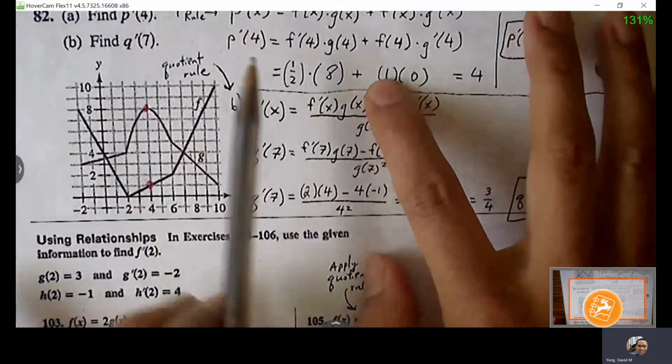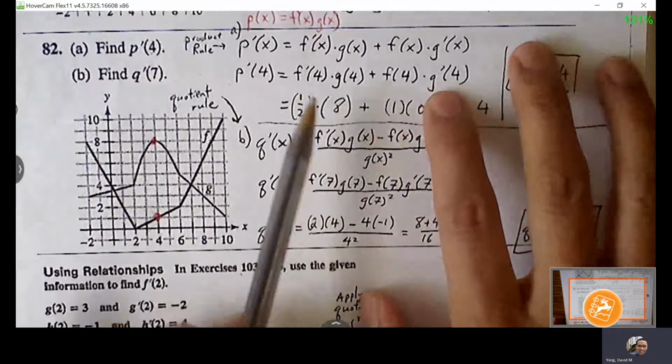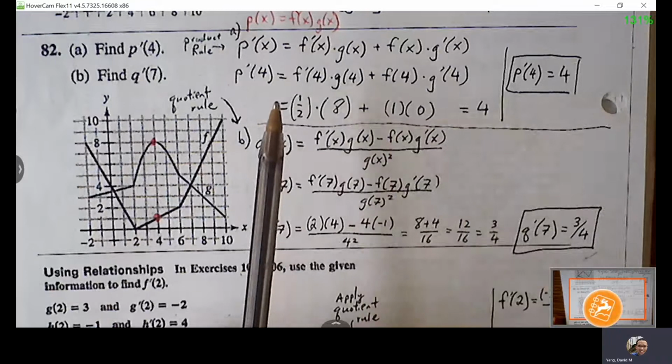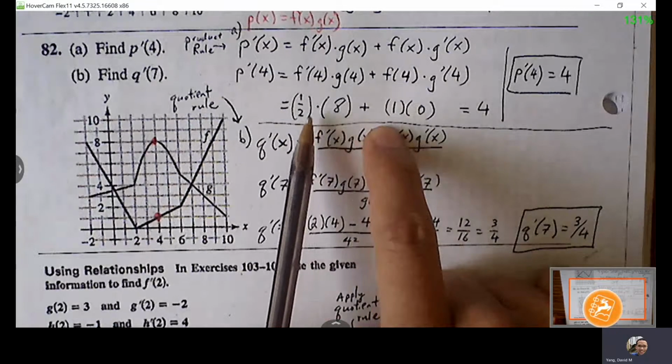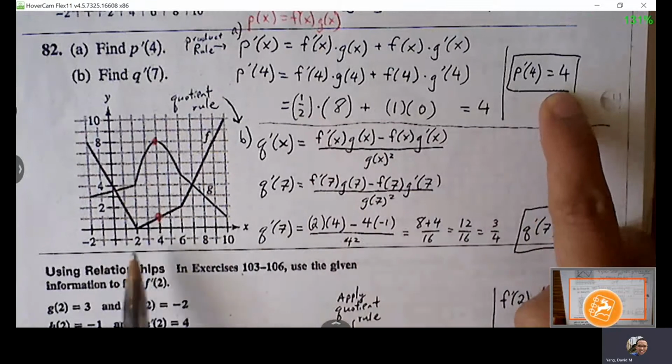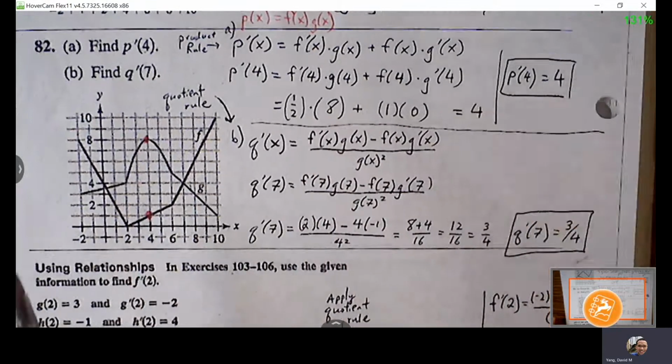So once we've replaced all of our function notation with a numeric value, we can do 1/2 times 8 is 4, 4 plus 0 is 4. There's my answer. P prime of 4 equals 4.